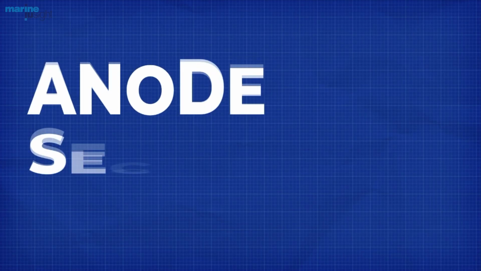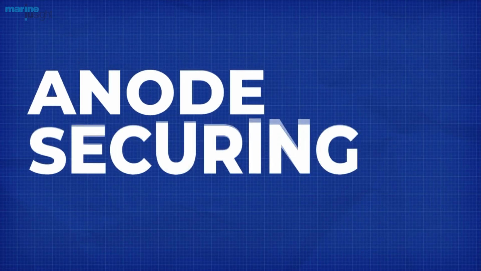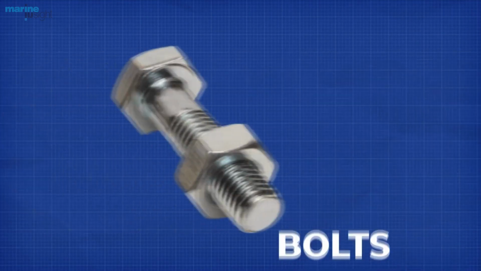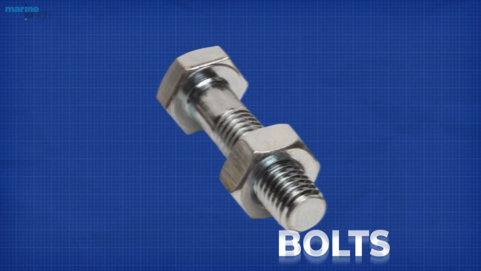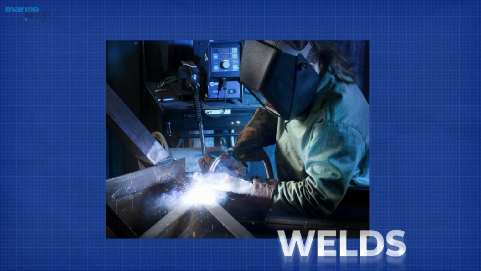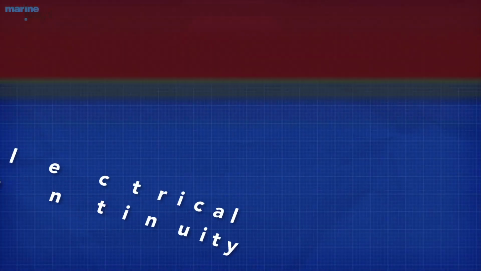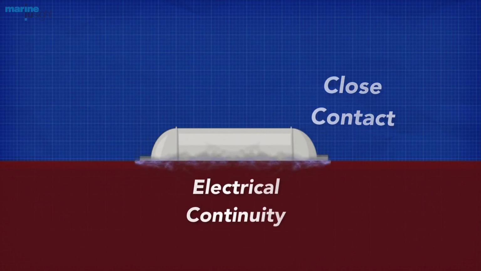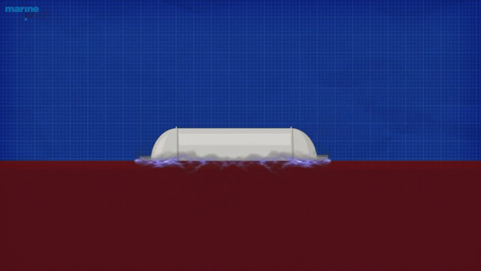The anode can be secured or fitted to the surface of the ship to be protected by 3 common methods, which are by use of brackets, bolts, and welds. Among these 3 methods, welding is the most efficient method, which can maintain maximum electrical continuity and remain in the closest contact with the parent surface.